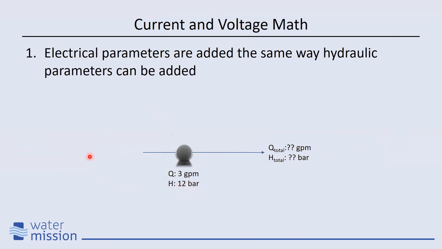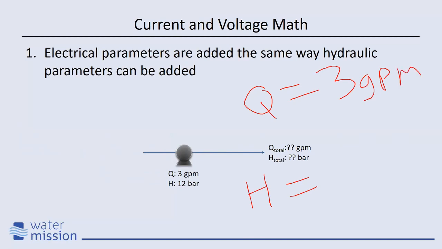So if we have just a simple arrangement, pipe coming in, pipe coming out, what is my resulting total flow and pressure, or head, of this system? Well, there's a pump and a pipe, so my flow is going to be 3 gallons per minute, and my pressure is going to be 12 bars of pressure. Nothing's changed. It's like, what's 3 plus nothing? It's 3.